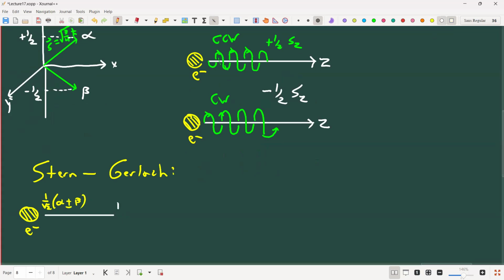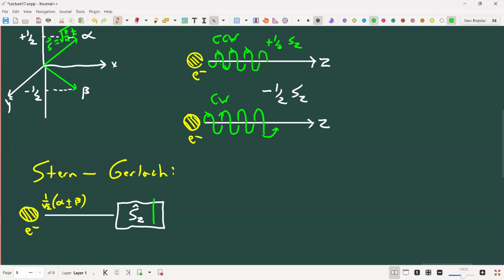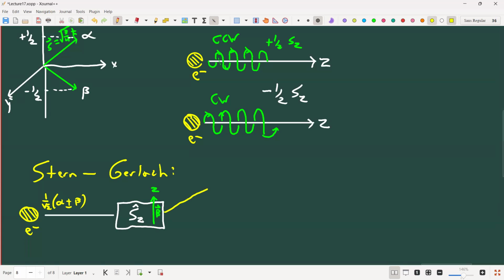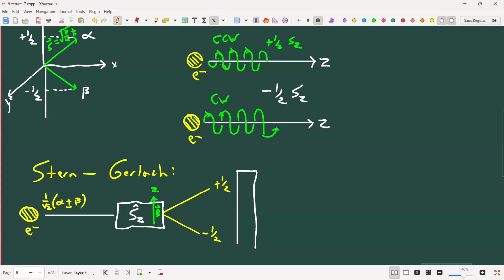And you put them into an S sub Z box, a box that measures the Z direction, which is a magnetic field. There's a magnetic field being applied in this direction along the Z axis. What you find is that the electrons that are plus 1/2 go up and the other ones go down in the Z direction. And when you measure them on a detector, you don't find them in the middle, but you find a bimodal distribution.